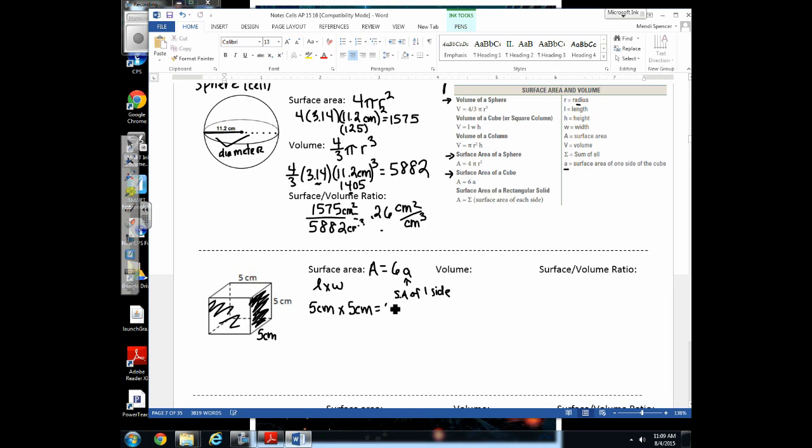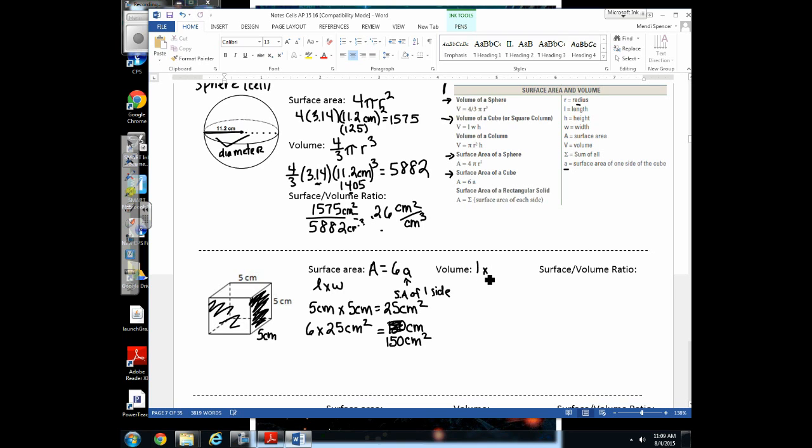So your surface area of one side is going to be 25 centimeters squared. And there's 6 sides, so we take 6 times 25 centimeters squared, and that equals 150 centimeters squared. I'm going to rewrite that: 150 centimeters squared. Here's your equation for the volume of a cube.